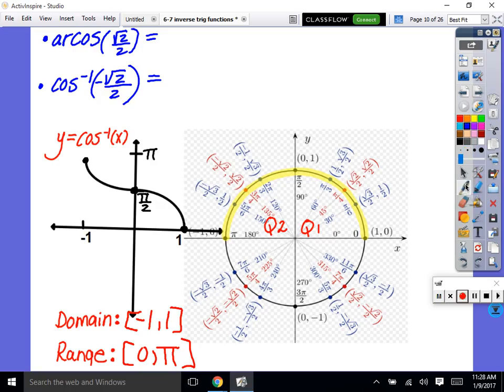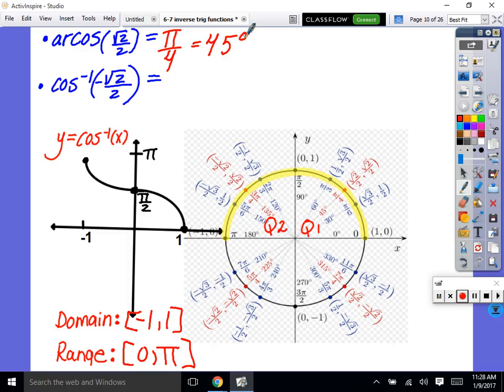Everybody, using your unit circle, what's the arc cosine? What's the angle whose cosine is square root of 2 over 2? Cosine's x. Pi fourths, of course. Or that's the same thing as 45 degrees. It just depends on which answer they're looking for.